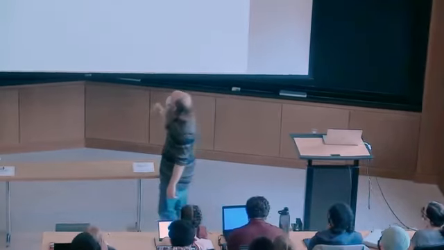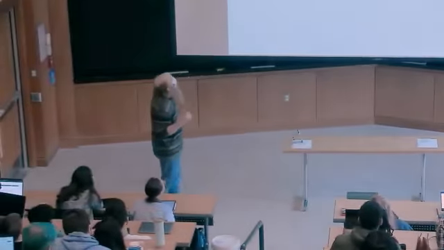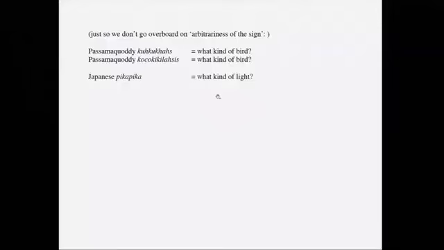Arbitrariness of the sign, quick sidebar about that. Of course, there are places where the arbitrariness of the sign seems not to be all that arbitrary. So here are some Passamaquoddy words. Passamaquoddy is a Native American language, an Algonquian language spoken up in Maine.